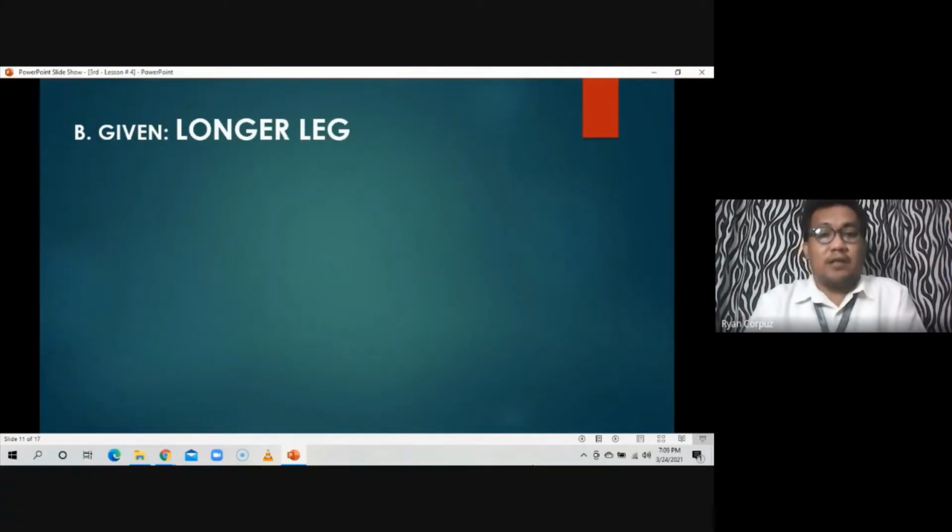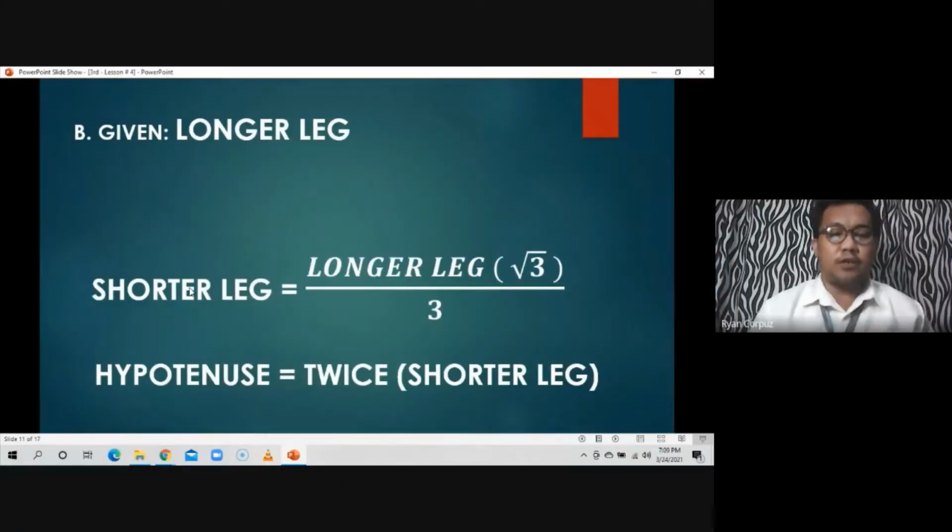What if the given is the longer leg? So kung longer leg yung given natin, to find for the shorter leg, sabi dito, longer leg multiplied by square root of 3, then divide by square root of 3 para makuha mo yung shorter leg. Yung longer leg na given mo, pwedeng unahin mo divide by 3, then saka mo multiply by square root of 3 or multiply by square root of 3, then divide by 3. Then for you to find for the hypotenuse, that's still twice the shorter leg. So once you find out for the measure of the shorter leg, just multiply it by 2, then you'll come up with the measure of the hypotenuse.